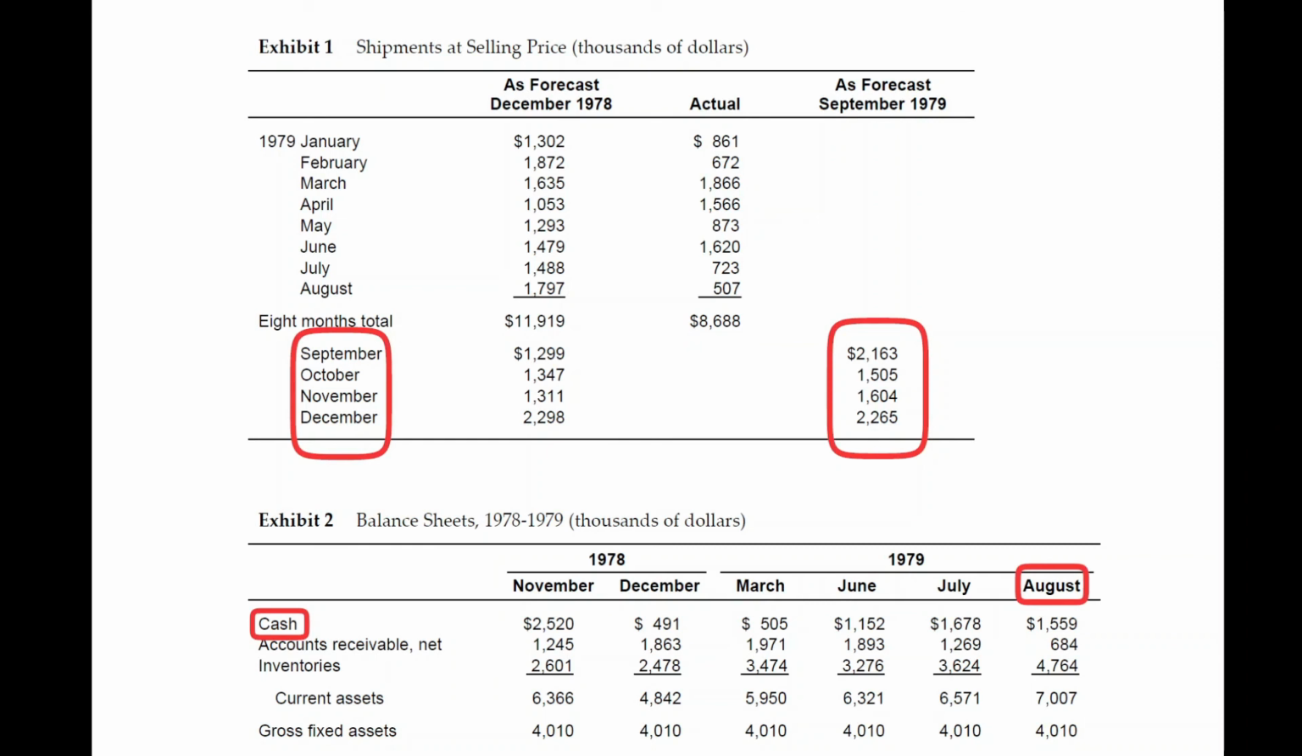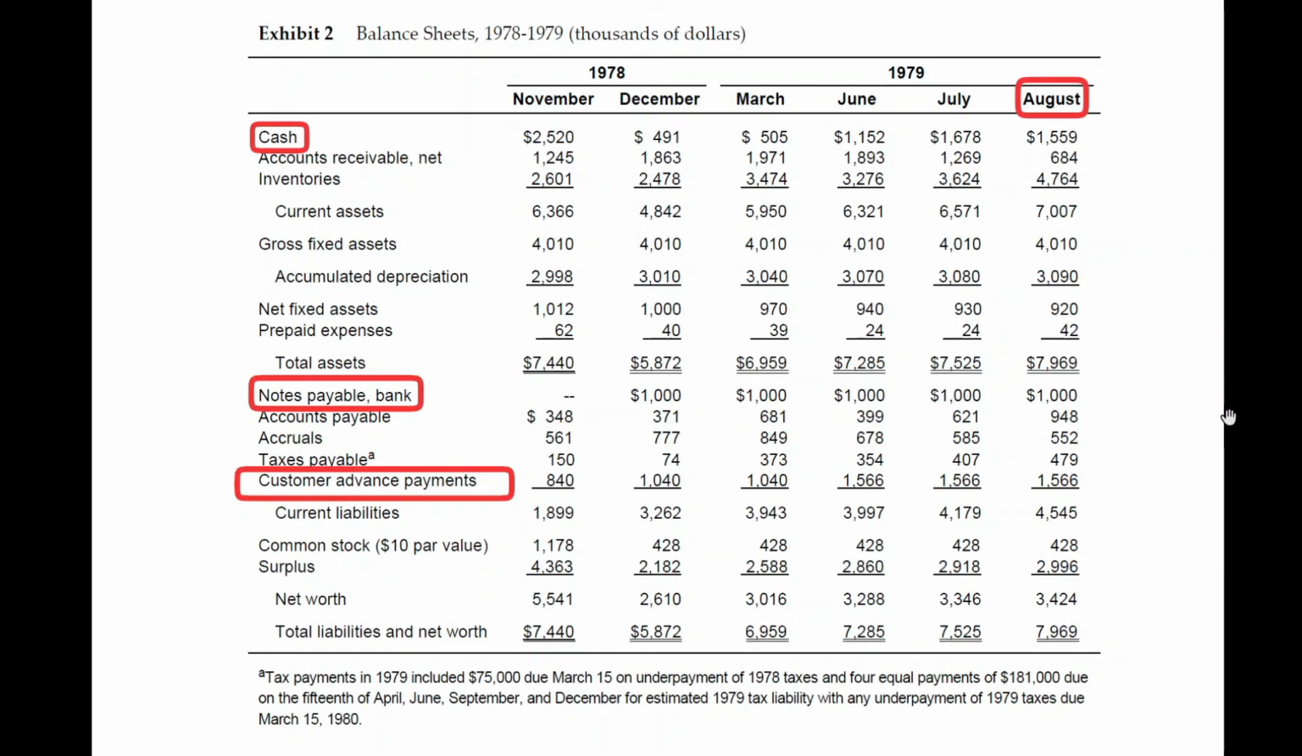We are now in the middle of September. So the revised number has been given to the management in the third column. This is a set of revised sales forecasts. So you should use this number in the preparation of your cash budget. In Exhibit 2, we have a balance sheet at the end of August. The unit of this balance sheet is in $1,000. So the cash at the end of August is $1.5 million.